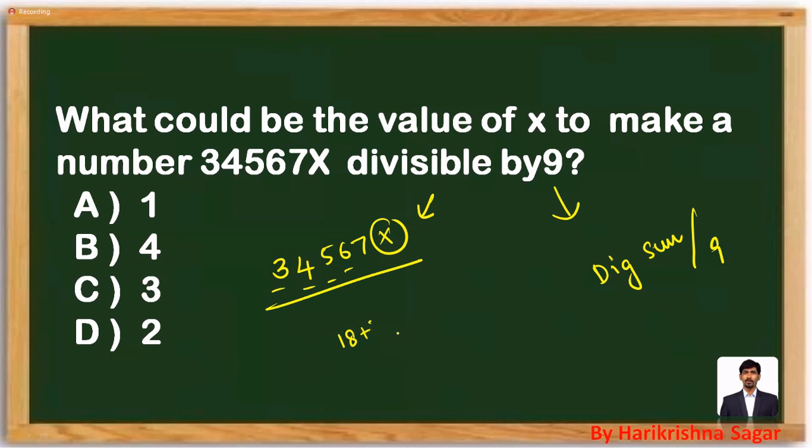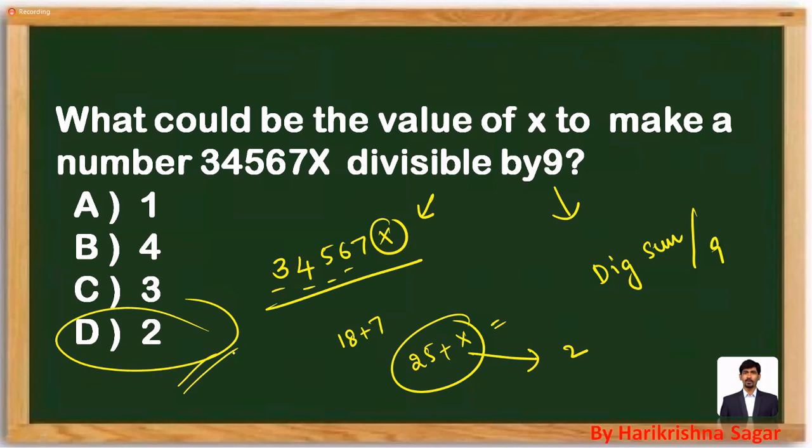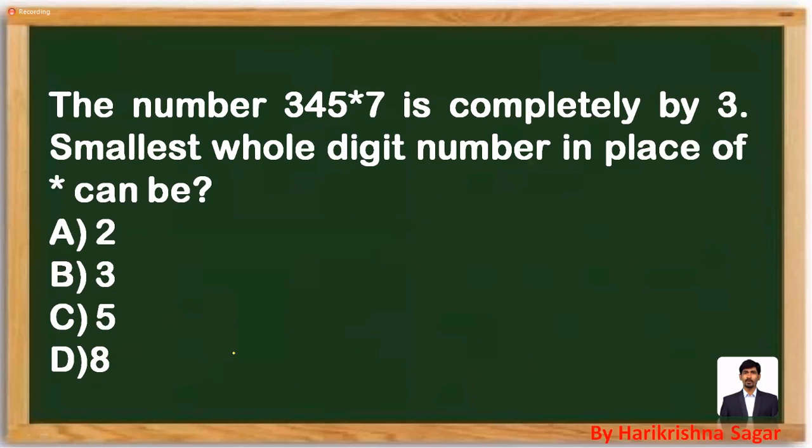18 plus 7 is going to be 25. 25 plus x must be divisible by 9 is the question. 25, what is the x value? The x value must be 2. You can mark the answer choice as going to be T. Why? Because 27 is divisible.